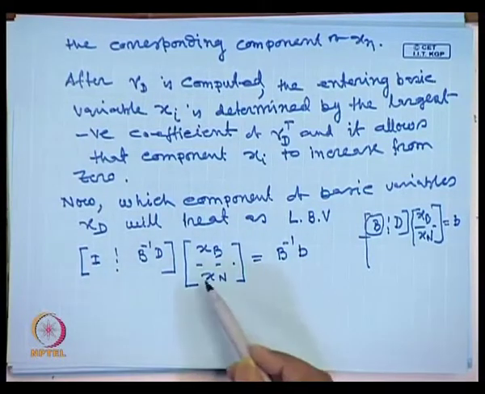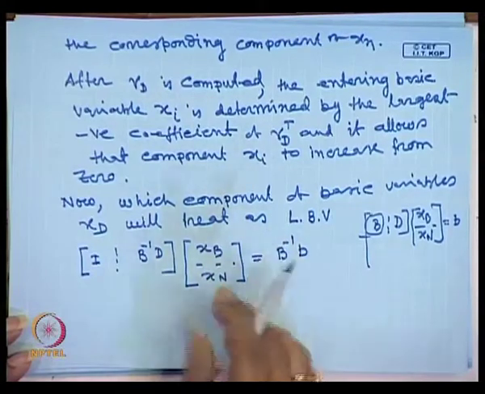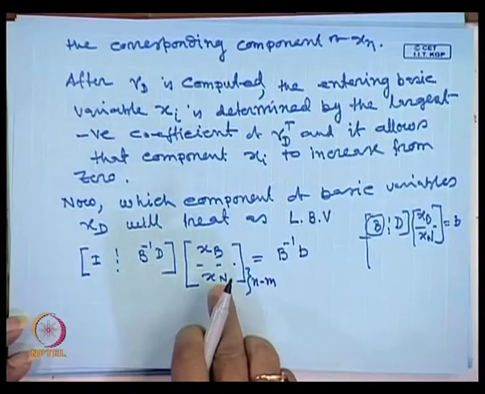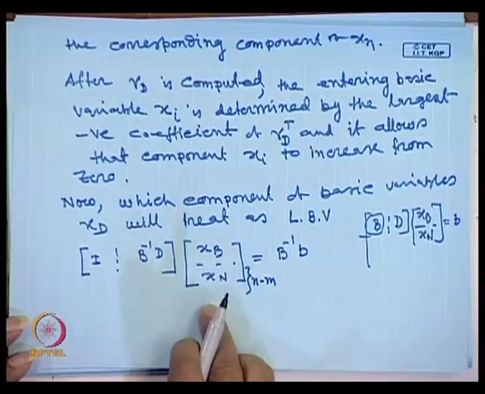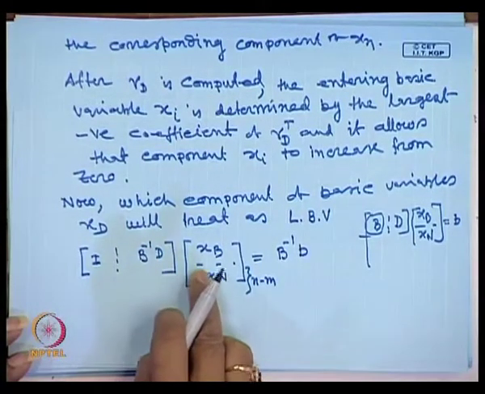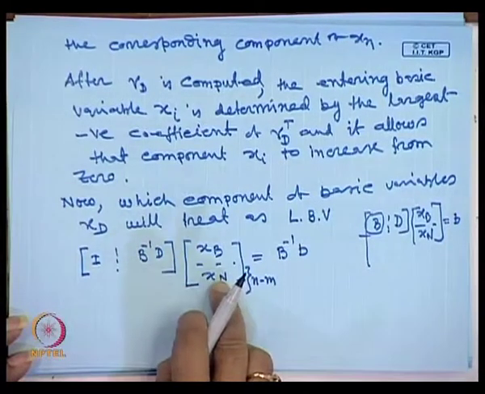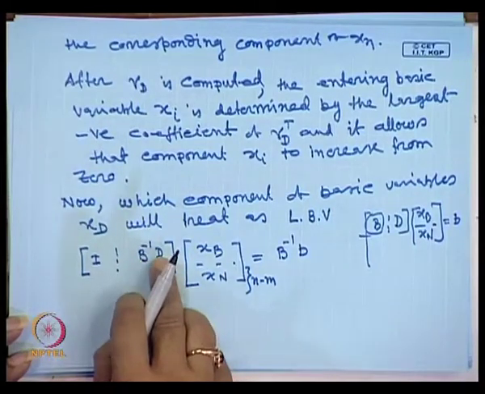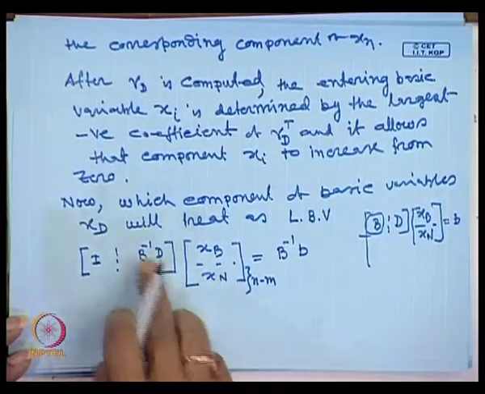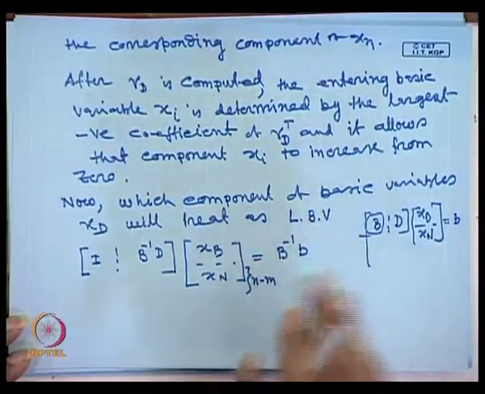Now, you see, if you consider the ith component of x_N is non-zero, the remaining elements are zero. How many components are there in x_N? n minus m. Out of this, the ith component of x_N is non-zero, the others are 0. If you multiply by B inverse D with x_N, the first component of x_N is multiplied by the first component of B inverse D, plus the second component of x_N is multiplied by the second component of B inverse D, and so on. I have considered the ith component of x_N multiplied by the ith column of B inverse D; that will be non-zero, and the remaining columns will be 0. So I can write it now.